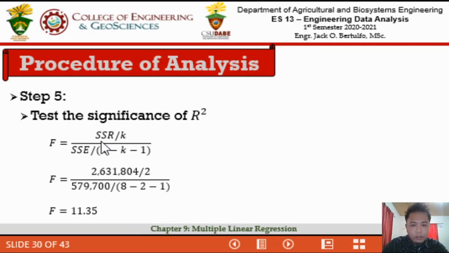In this formula, all the values are already known: R squared, we already calculated that; SSE, we already calculated; n and k, we have the values. Just substitute, then calculate the F. Then we calculated that F is equal to 11.35. Now, we need to test at certain levels of significance, at 5% and 1%.